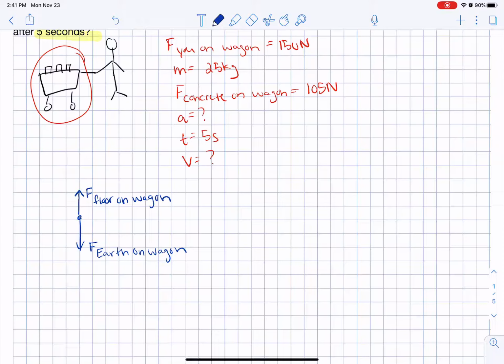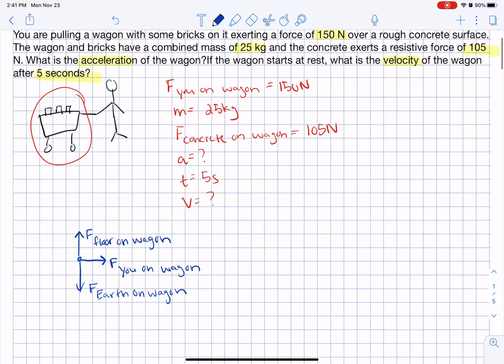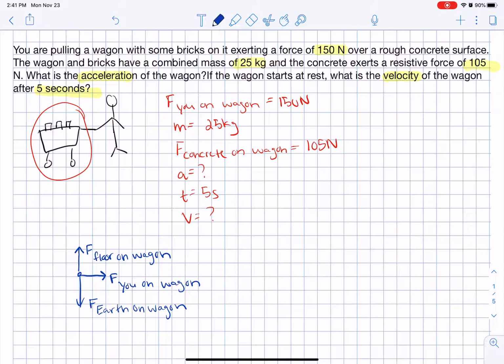We also know that we are pulling it to the right, so the force of you on the wagon is to the right. And we have here that the concrete exerts a resistive force. When you hear that resistive force, that means it's resisting the motion. So it's resisting you pulling on it. So that means it must be in the opposite direction. And I see that the force that you exert on the wagon is greater than the force that the concrete exerts on the wagon. So I'm going to draw a smaller line for the force of concrete on wagon.